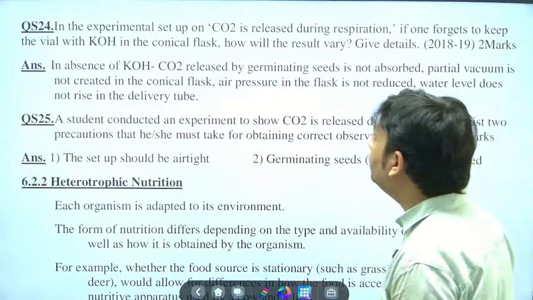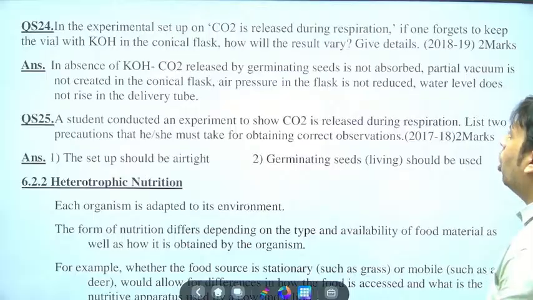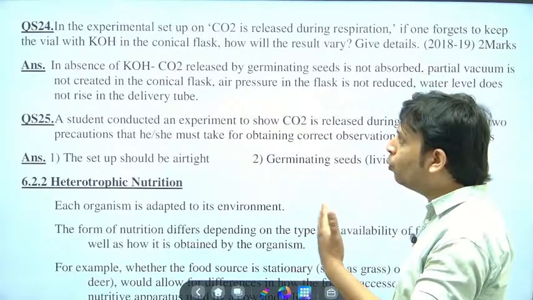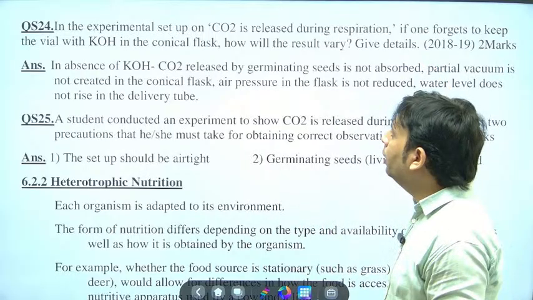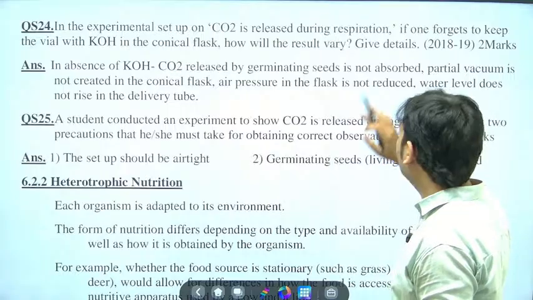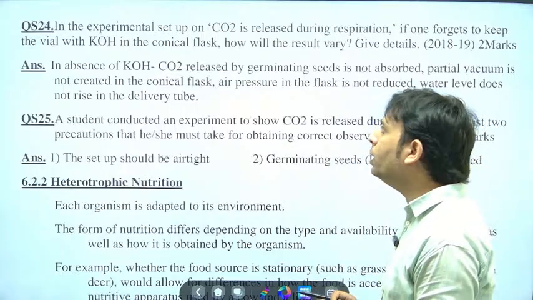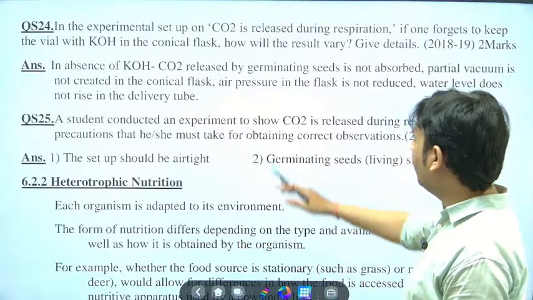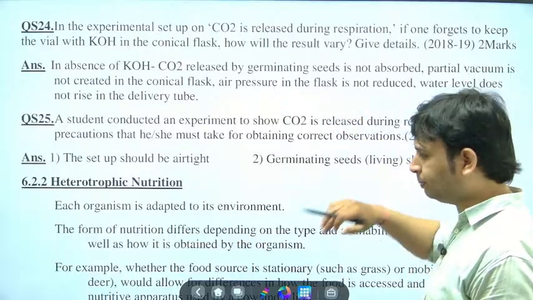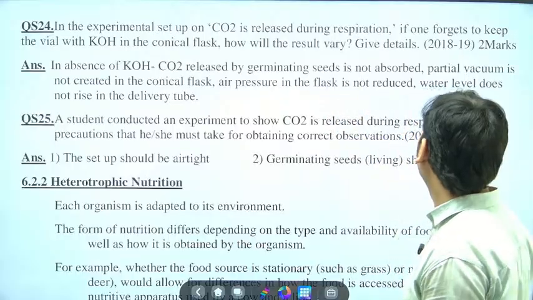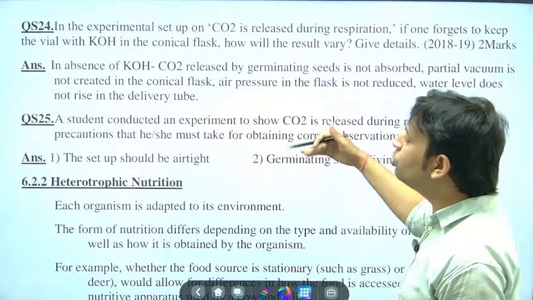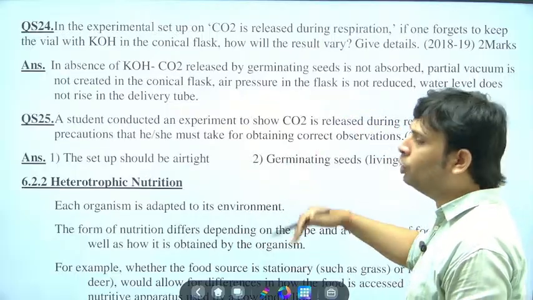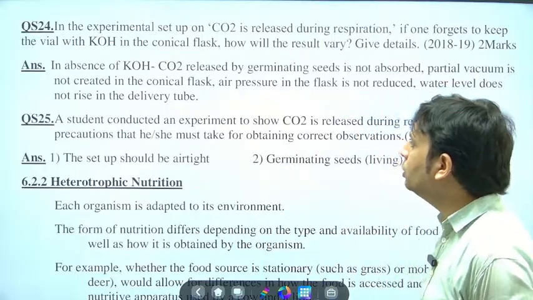Now the next question is, in this experimental setup, CO2 is released during respiration. If one forgets to keep the vial of potassium hydroxide in the conical flask, how will the result vary? This question has been asked in 2018-19 for 2 marks. In the absence of potassium hydroxide, carbon dioxide released by the germinating seeds is not absorbed. Partial vacuum is not created in the conical flask. Air pressure in the flask is not reduced. Water level does not rise in the delivery tube. So this is the answer of this question.